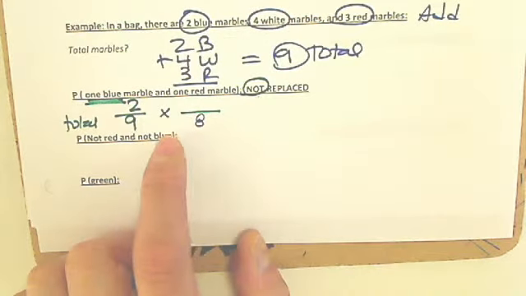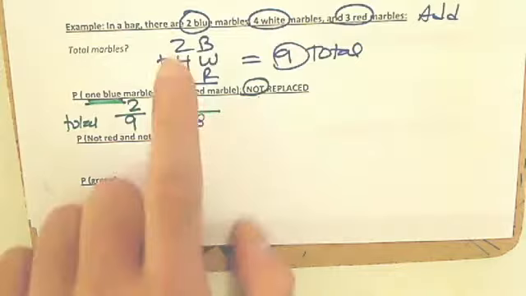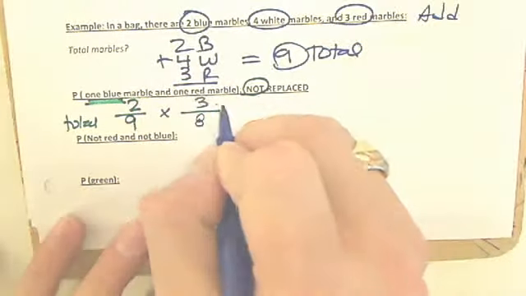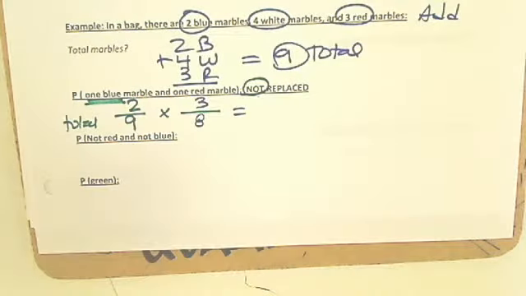How many reds could there be? 3. 3 red. Now, if you're wondering, well, you took one out, how do you know if it's red or blue? You don't know. This is a theory. This is based on theory. This is what could happen. Now, did it happen? No, we don't know. We haven't done it yet.